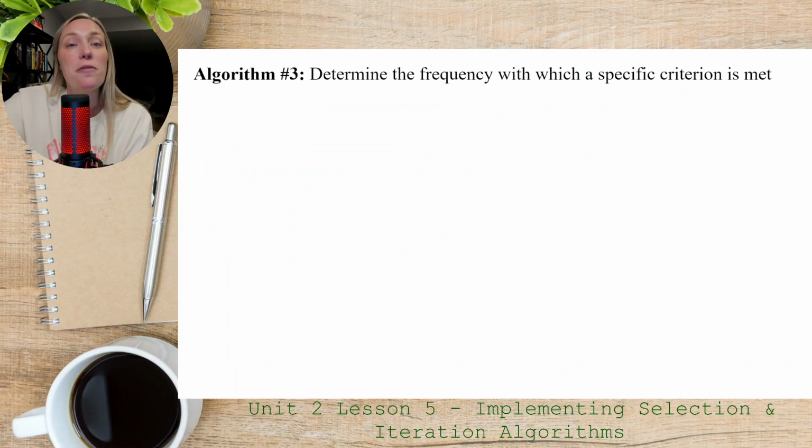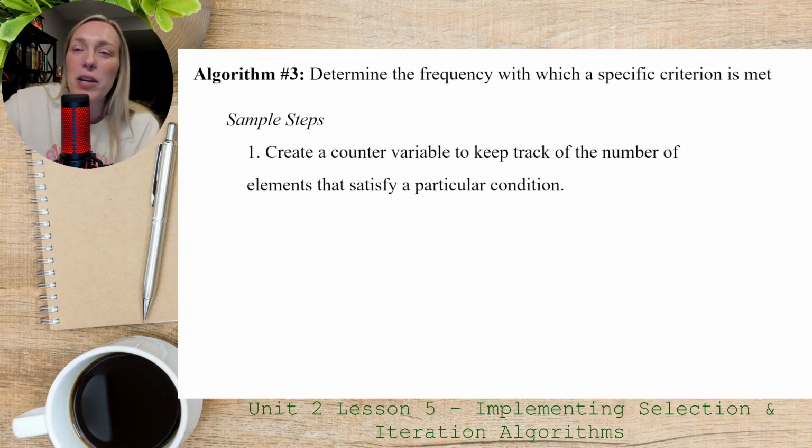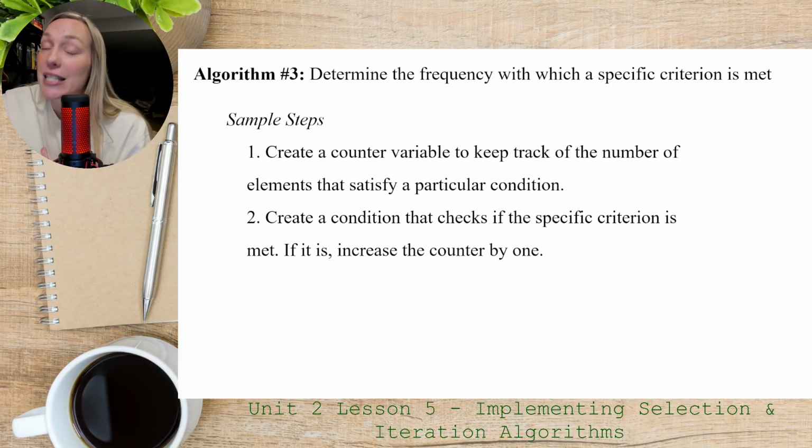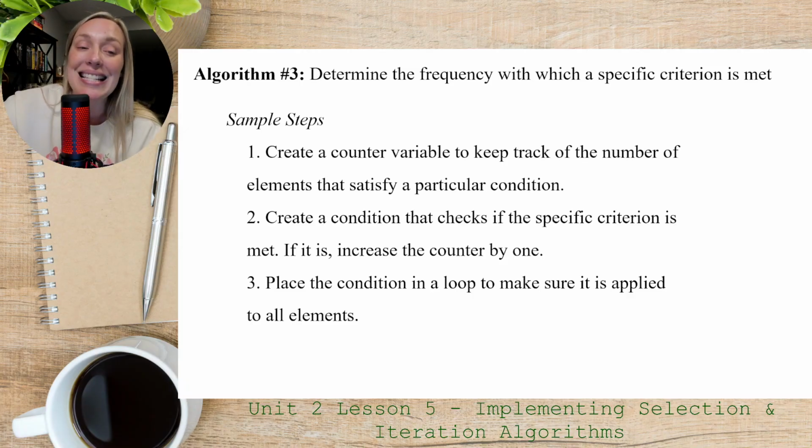Algorithm 3, determine the frequency with which a specific criterion is met. Now that's a very general algorithm. We use this a lot in different scenarios you'll find. So here are some sample steps. We want to create a counter variable that keeps track of the number of elements that satisfy a particular condition, whatever that condition might be. We create a condition that checks if the specific criterion is met, and if it is, we increase the counter by 1, and we place that condition in a loop to make sure it is applied to all elements.